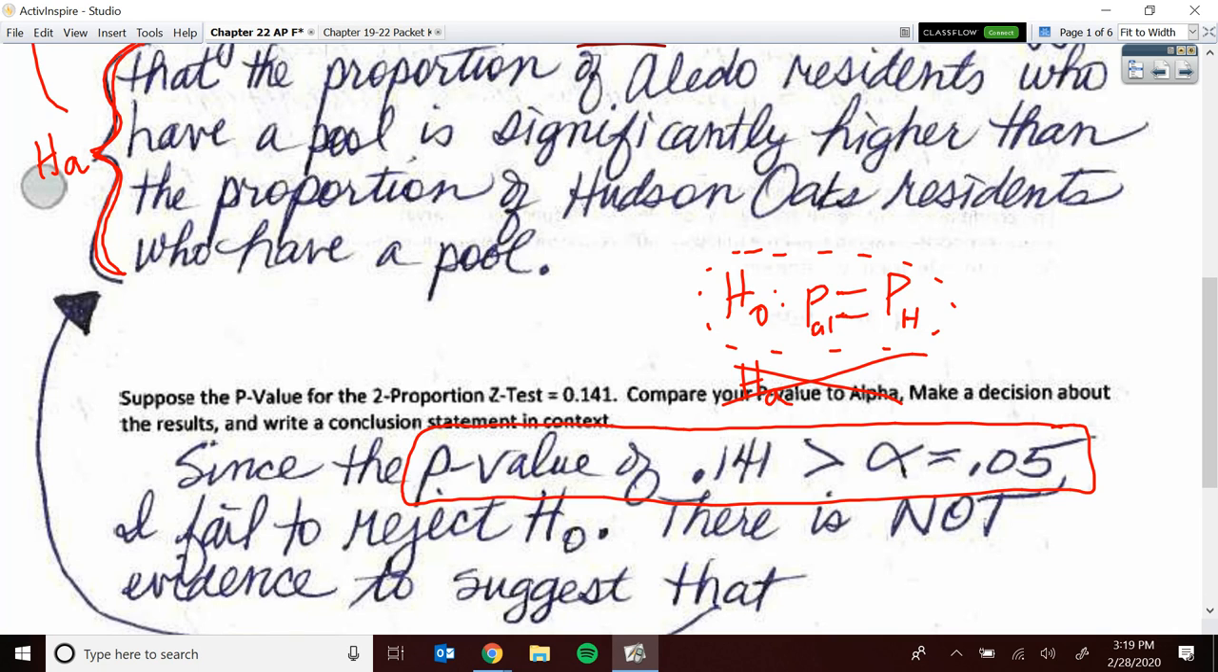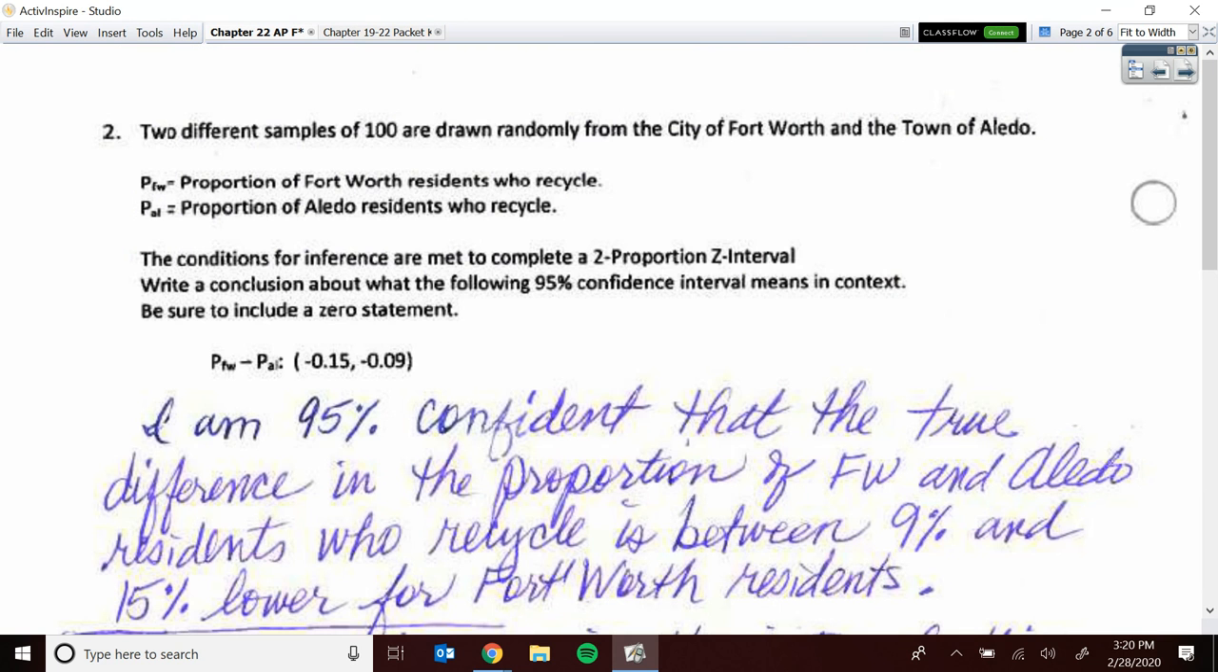So I fail to reject it. There is not evidence to suggest all this stuff right here, HA, in context, okay? So instead of writing it over, I just put it right there. All right. So there are your test conclusions. Let's go on to the interval conclusions.